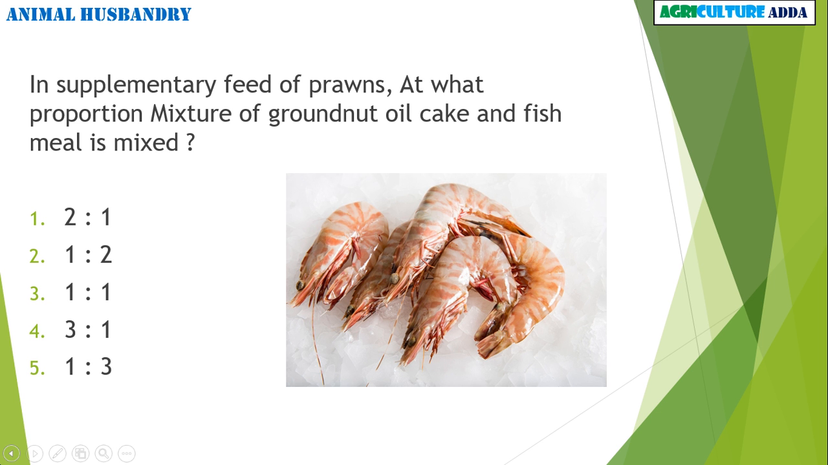And in case of animal husbandry, in supplementary feed of prawns, at what proportion is the mixture of groundnut oil cake and fish meal mixed? 2 is to 1, 1 is to 2, 1 is to 1, 3 is to 1, 1 is to 3. Answer is 1 is to 1.